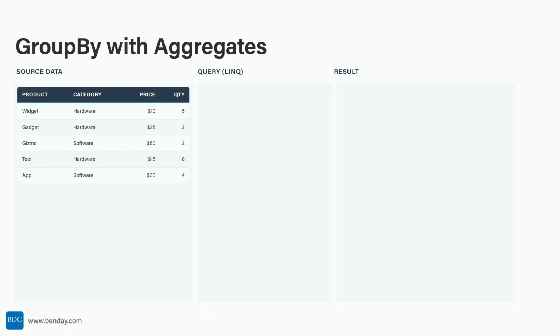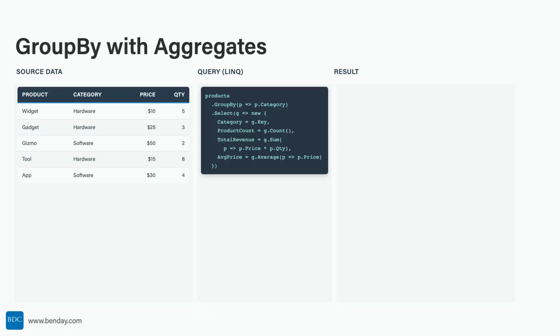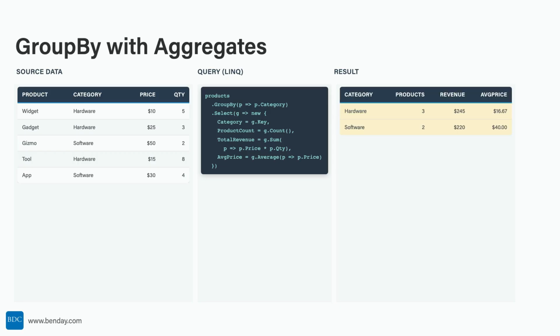Let's get category level insights. Group by category, then for each group calculate product count, total revenue, and average price. All in one query. Hardware has more products, but similar revenue to software. Software has higher average prices. This is the kind of insight that used to take pages of code. Imagine doing this with nested loops and counter variables. LINQ makes it declarative. You say what you want, not how to calculate it.